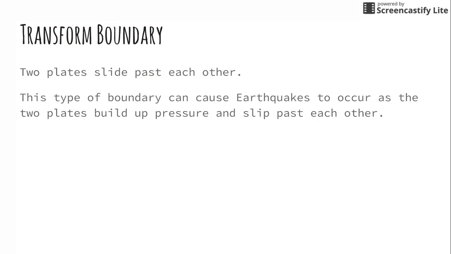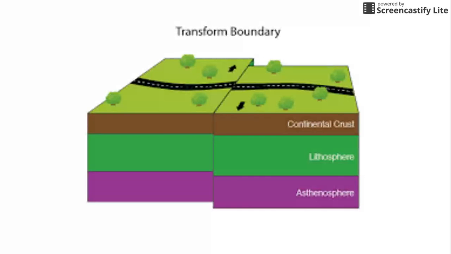The last type of boundary we talked about was the transform boundary. And this is when two plates actually slip past each other. And this type of boundary can actually cause earthquakes to occur as the two plates build up pressure and slip past each other. So a transform boundary looks something like this, where you have this fault line down the middle as the two plates slide past one another.